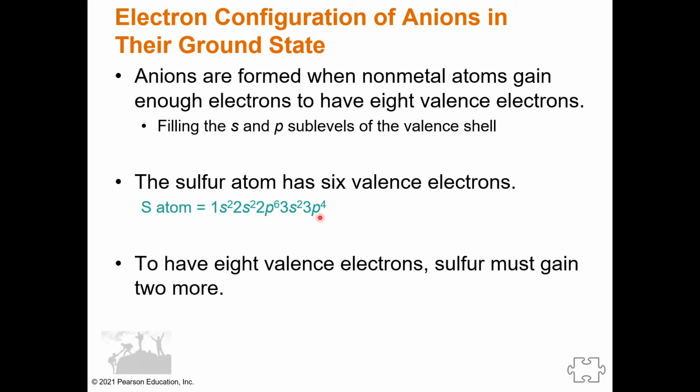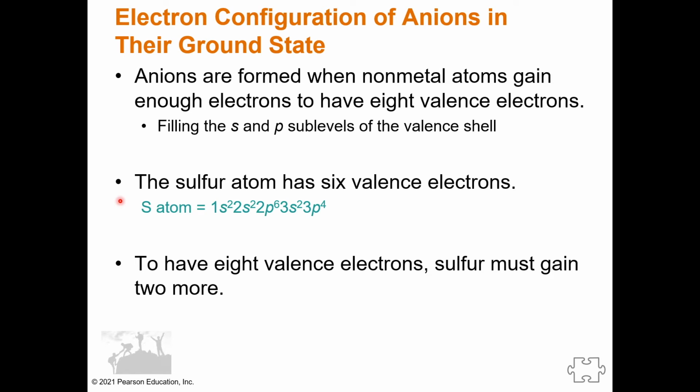then, for example, instead of 3p4, it might be 3p3 and then 5s1. So it could have the same number of electrons. It's just that one of them was excited to a higher energy level. Okay, we don't have that here. All the electrons are in their regular states, in their ground states.